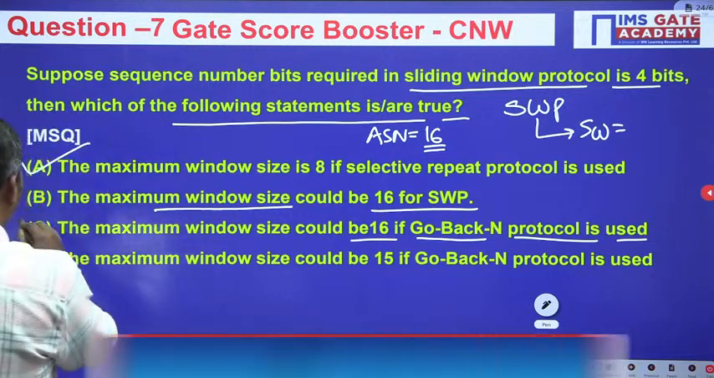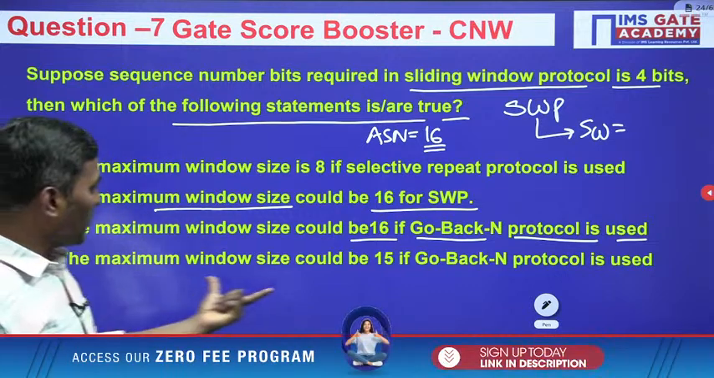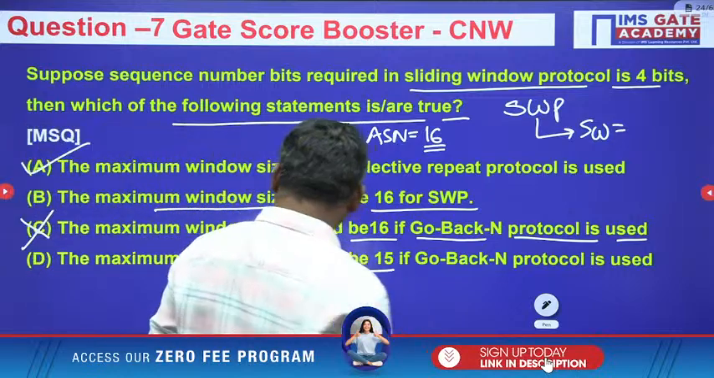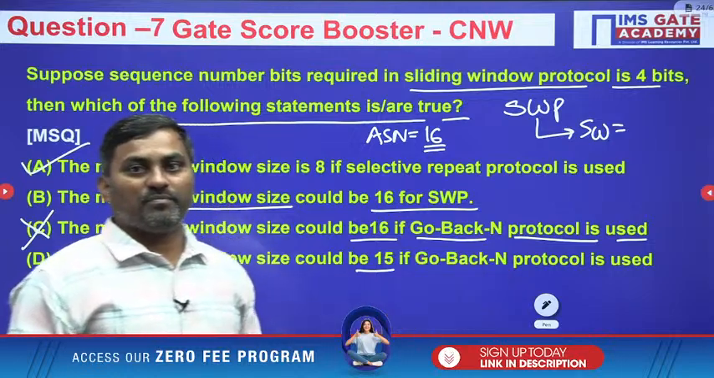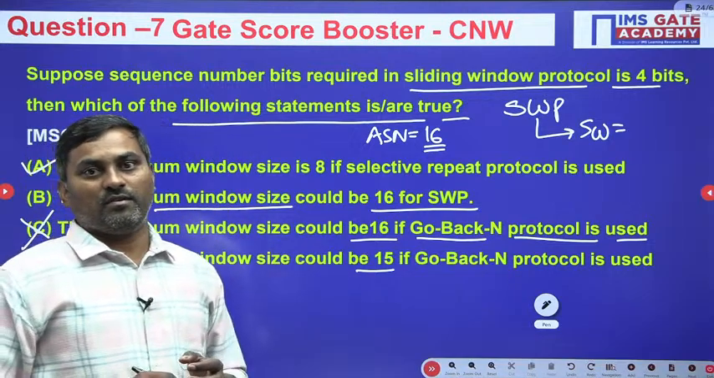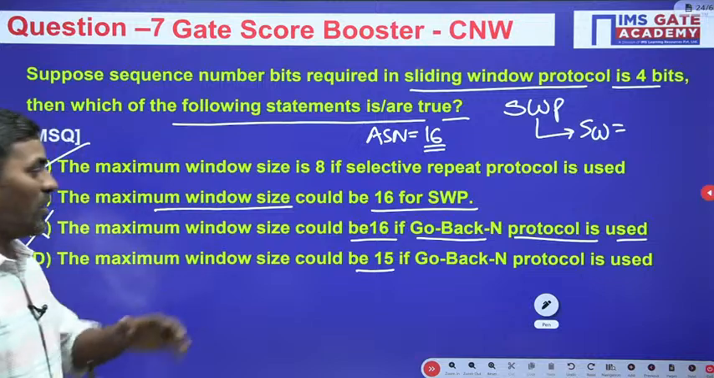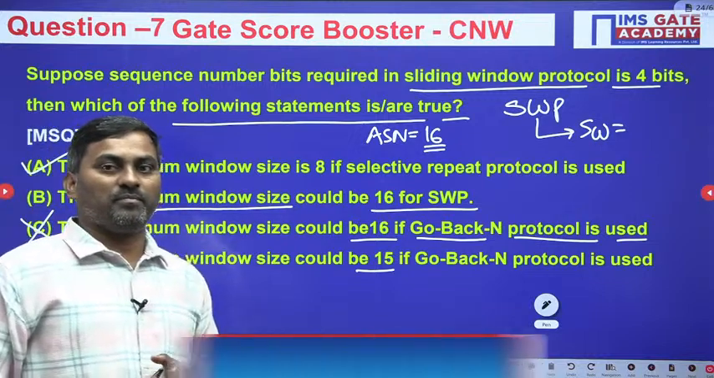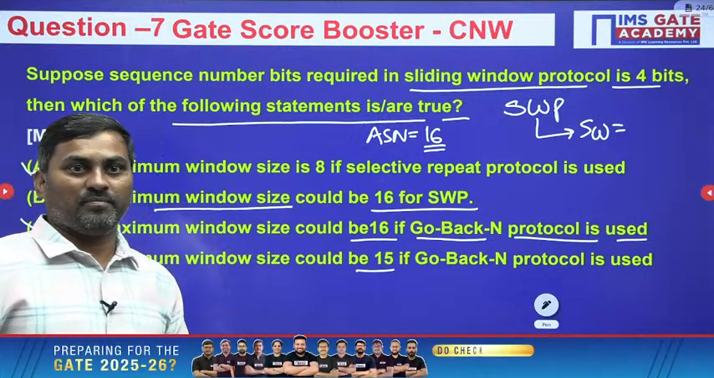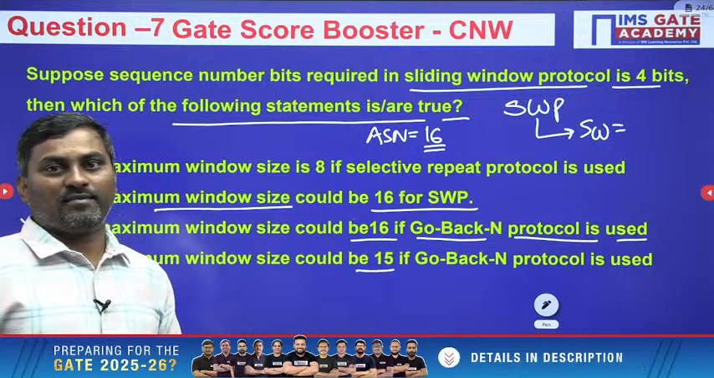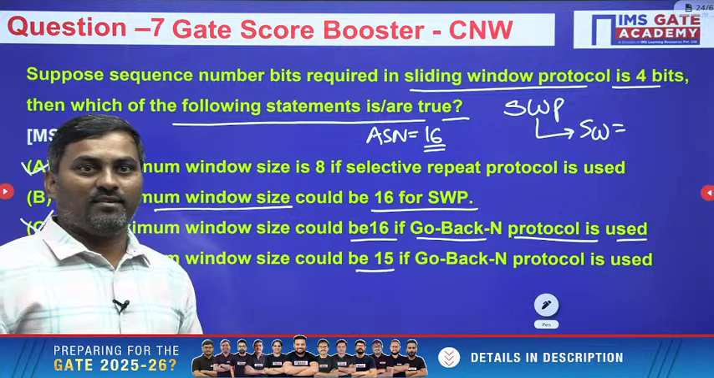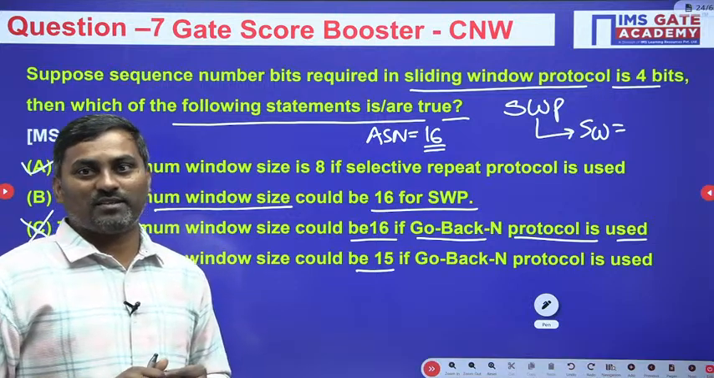This is false. The maximum window size could be 15. Maximum window size could be 15 if GBN protocol is used. Is option D true or false?